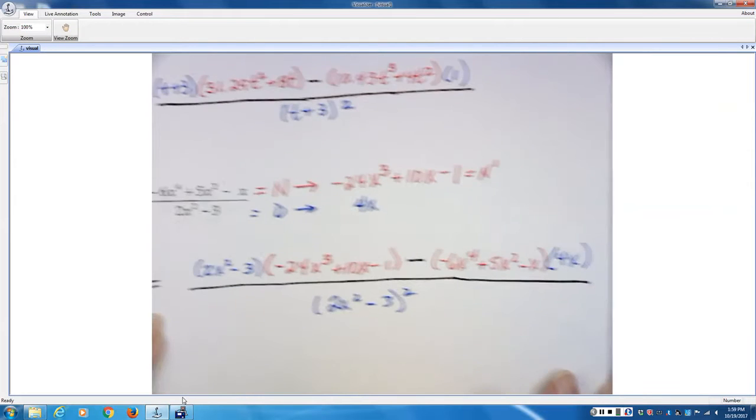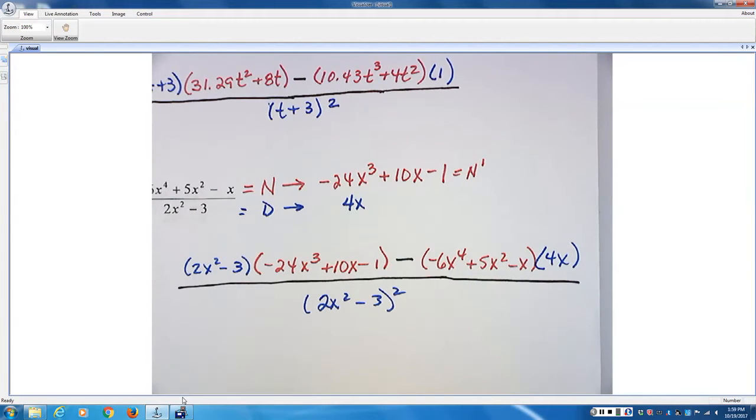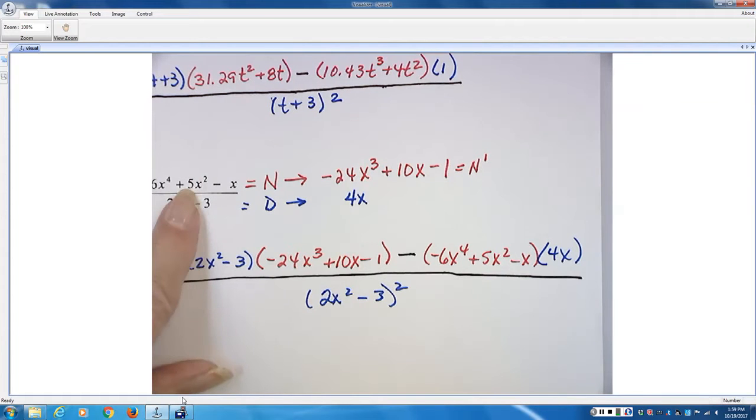Now, if there was a parentheses anywhere in the numerator, that would change things, right? If there had been parentheses here, yeah, anywhere in there, yes.